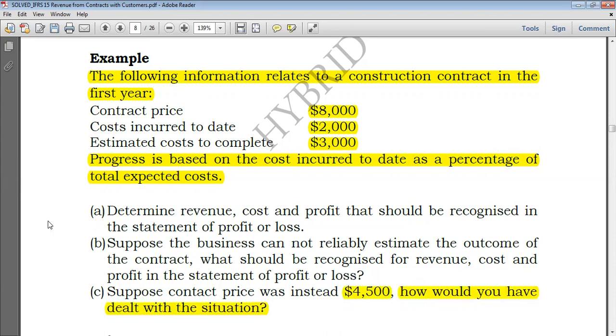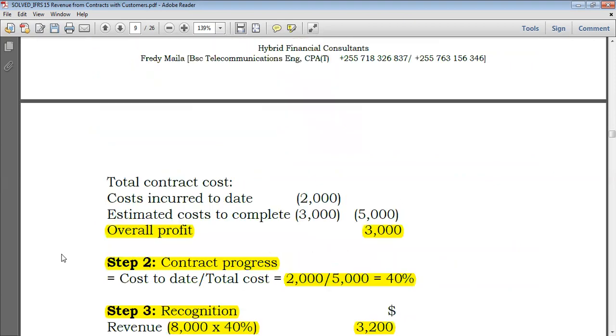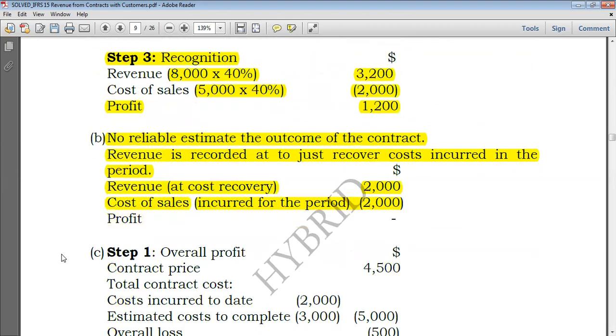First of all, you have to determine the overall profit or loss. So the actual overall profit or loss, you take the contract price, which is now 4,500, minus overall cost. Overall cost, you take cost incurred to date, that is 2,000, and you add estimated cost to complete, that is 3,000, giving you a total of 5,000. So let's go to part C here. This is the solution for part C.